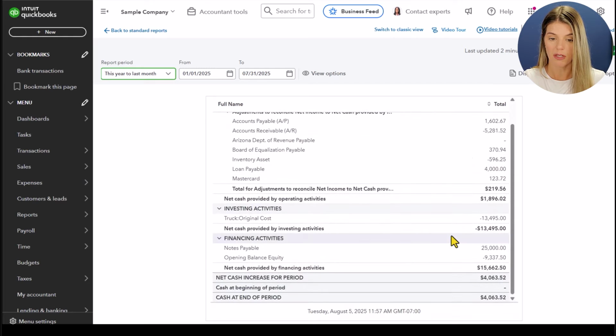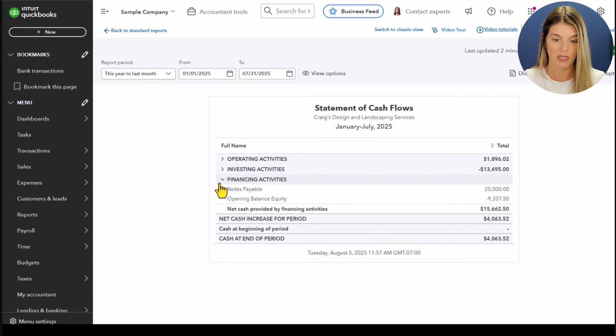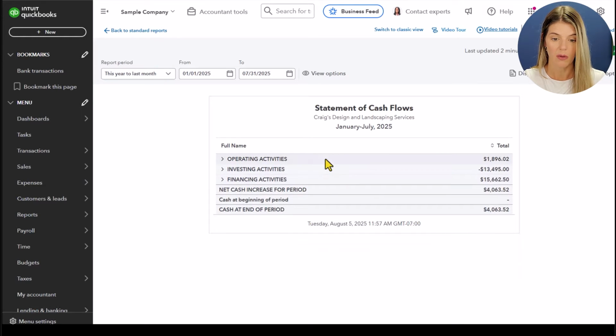So this one is not very long. I'm just scrolling down. We don't have a lot of different things. I'm going to just summarize this real quick so you can see high level. We have what's called operating activities, investing activities, and financing activities.